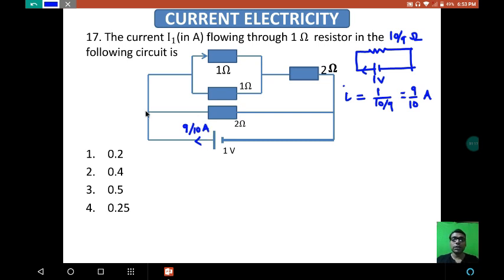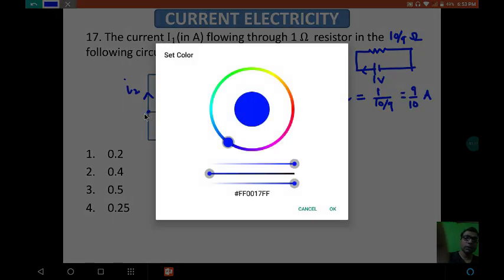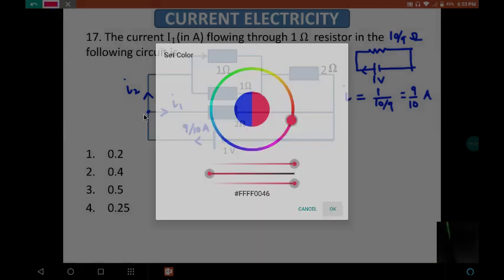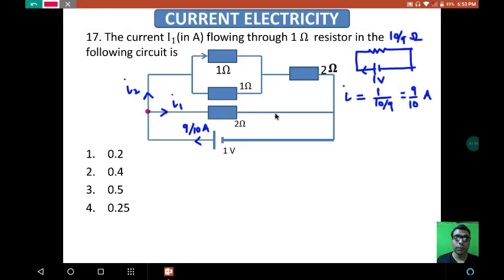Now in this circuit, the current is distributed in the following branches, I2 and I1. But here one more thing, if we look at these points, these are having the same potential across these branches. So 1 volt, 1 volt, 1 volt. If you individually take the IR, it comes to 1 volt.